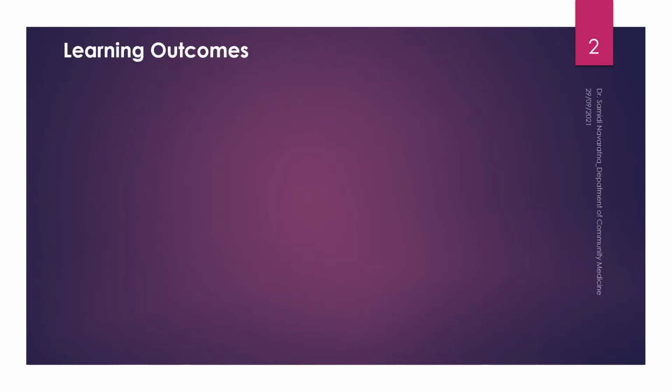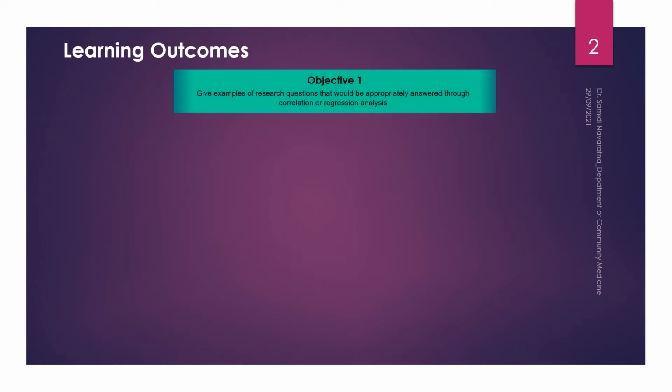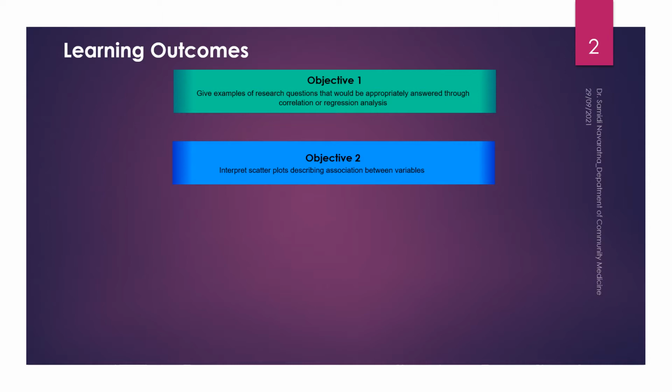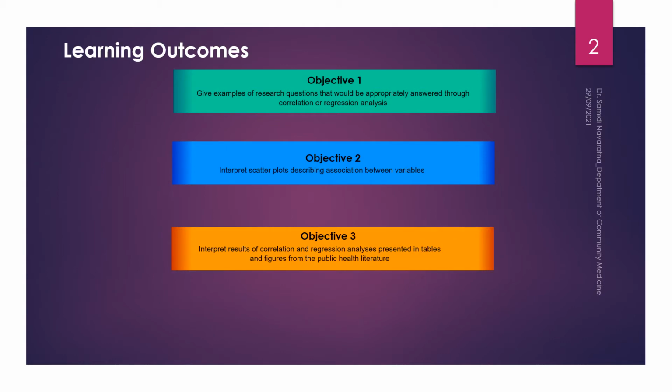Learning outcomes. By the end of this lecture, each of you should be able to give examples of research questions that would be appropriately answered through correlation or regression analysis. Secondly, you should be able to interpret scatter plots describing association between variables. Third, interpret results of correlation and regression analysis presented in tables and figures from the public health literature. Finally, describe the linear regression model and interpret the slope and R-square.